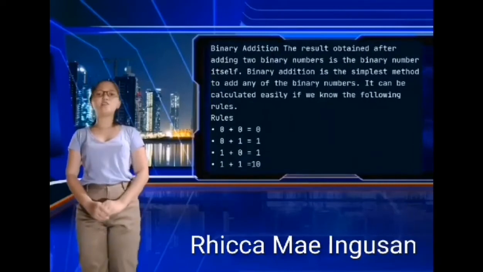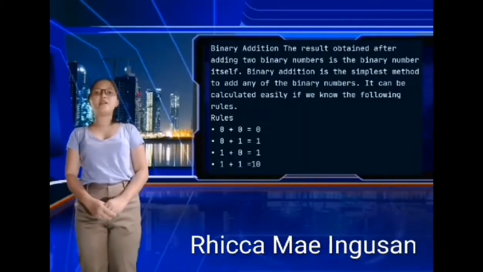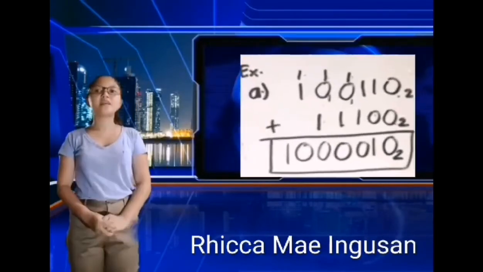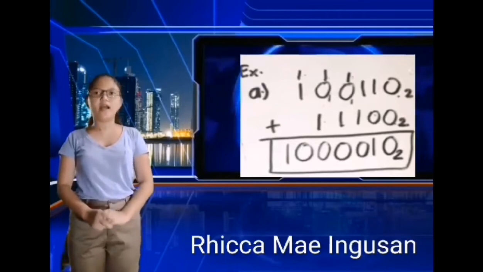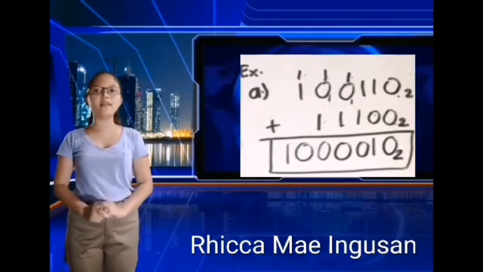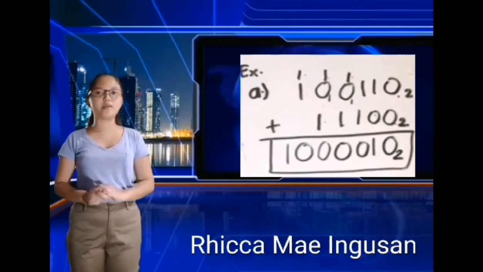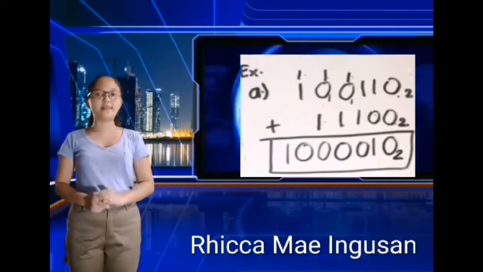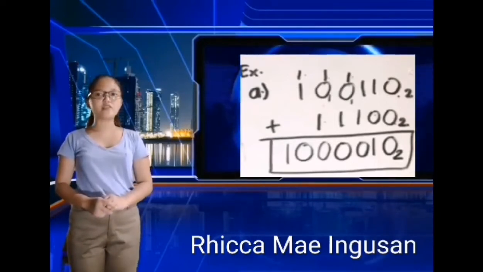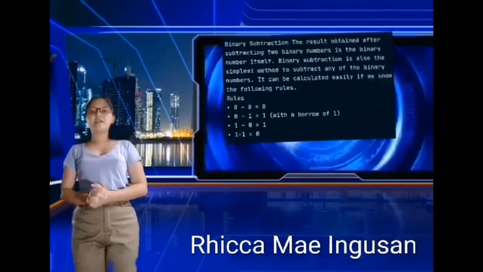Binary addition: the result obtained after adding 2 binary numbers is a binary number itself. In the addition example, 0 plus 0 equals 0, 1 plus 0 equals 1, 1 plus 1 equals 10, so we have the carry 1. 1 plus 1 equals 10, so we also have the carry 1. 1 plus 1 equals 10, so let's carry the 1. 1 plus 1 equals 10. So the answer is 1000010, and let's put the subscript 2.